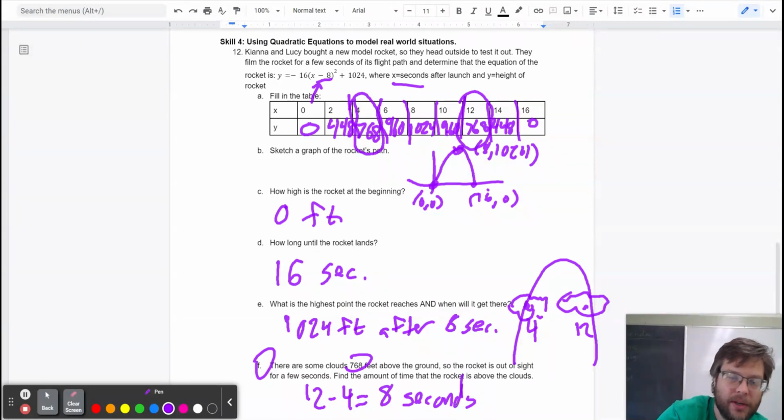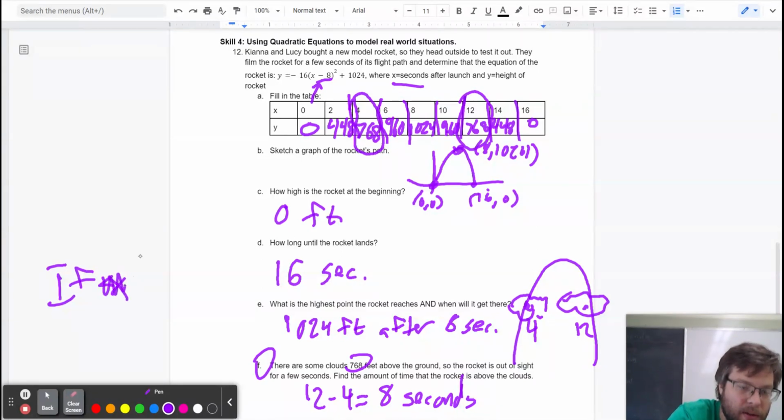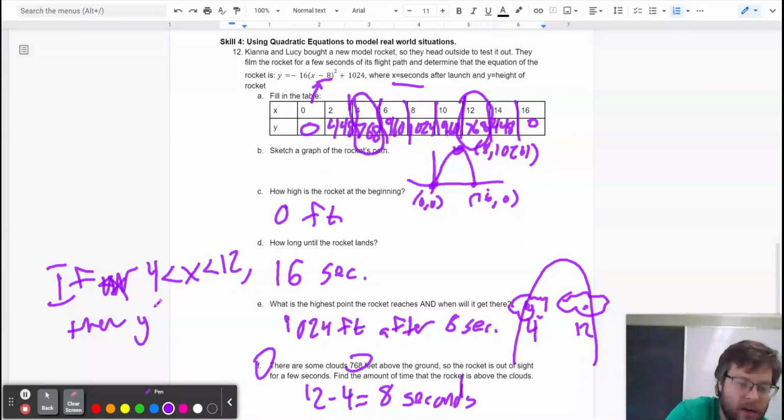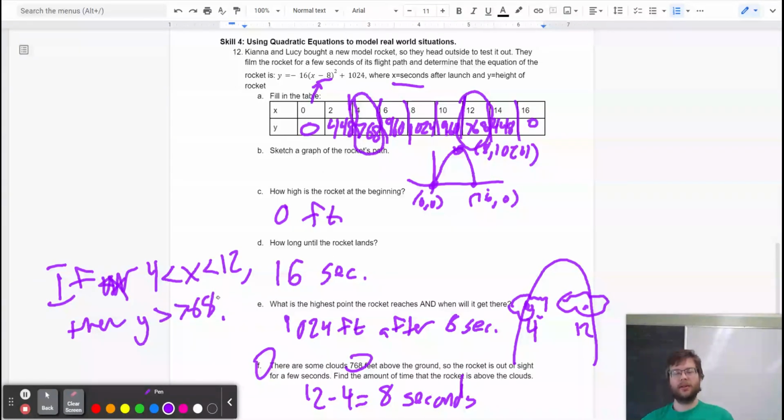Okay. Another way you could have answered that is you could have said something like, if x is between 4 and 12, then y is bigger than 768. So either one of those would be totally correct.